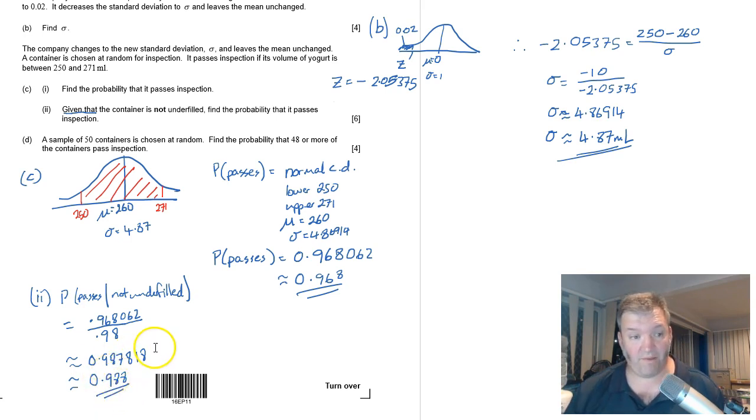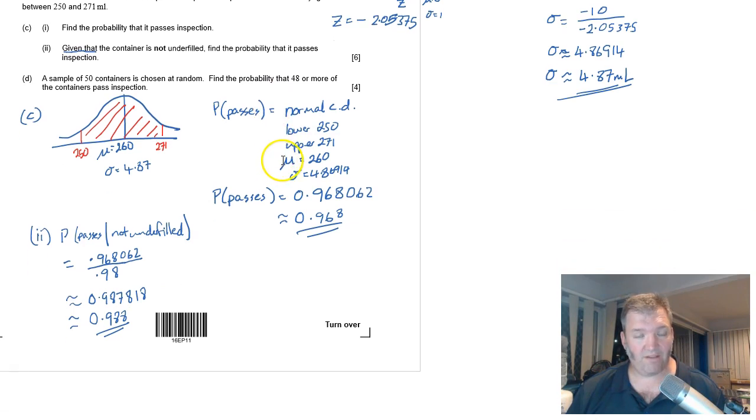Alright, finally we're up to part D. A sample of 50 containers is chosen. You've heard a sample, you've heard a number, you are thinking binomial distribution. The number in this sample, this binomial sample, is 50, and the probability that they pass inspection.